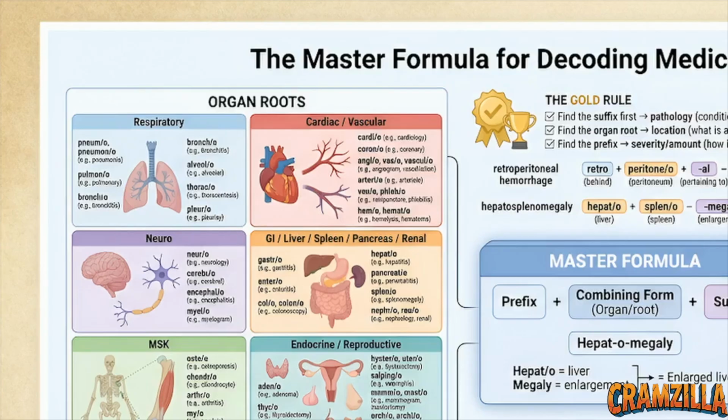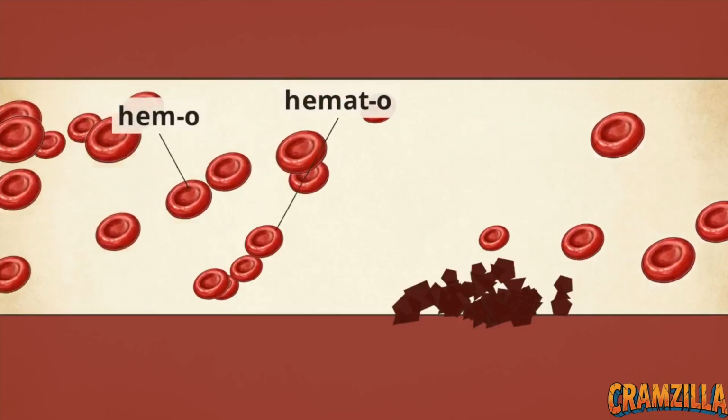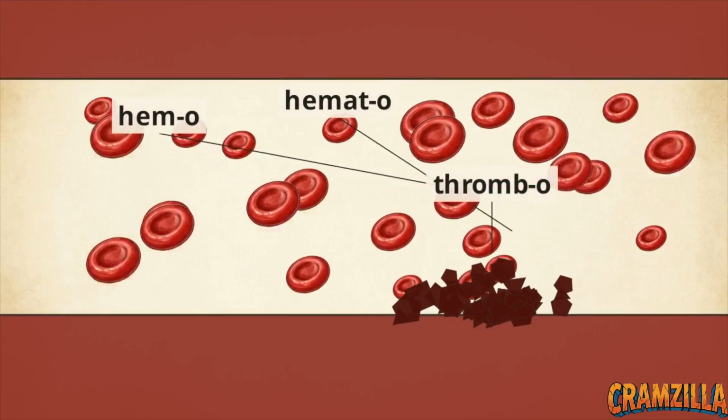The red cardiac and vascular section of our reference diagram identifies cardio and corono as the roots for the heart. Below that, we differentiate the vascular plumbing, angio and vaso for vessels in general, arterio for arteries, and veno or phlebo for veins. We also log hemo and hemato for blood, and thrombo for a clot.